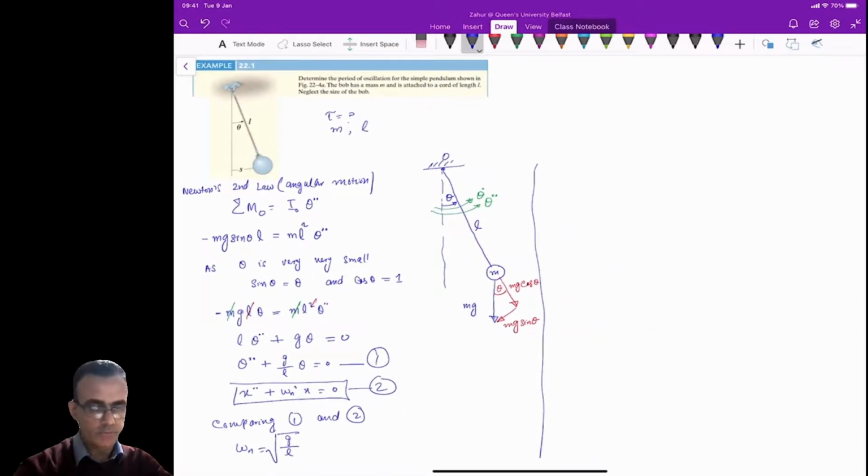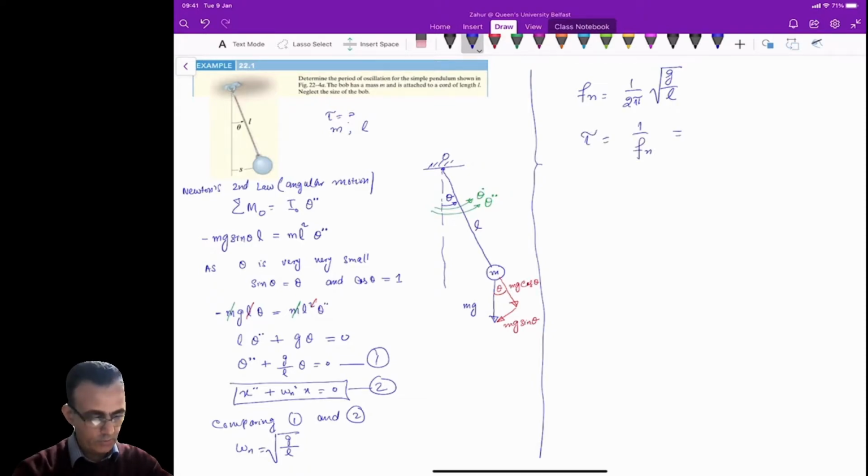And now obviously we need to calculate the time period. So we will calculate fn. So fn will become equal to 1 over 2 pi times the square root of g by L. And time period is equal to 1 over fn, which will become equal to 2 pi times the square root of L by g. So this is the time period in the case of a simple pendulum. As you can see, it depends on L and g, and it does not depend on m.